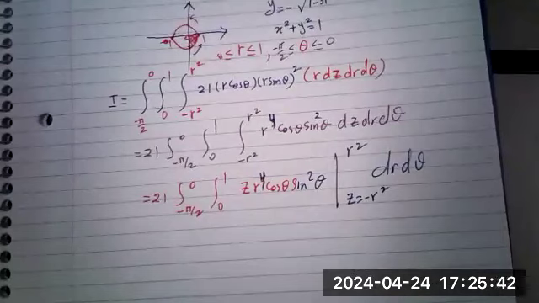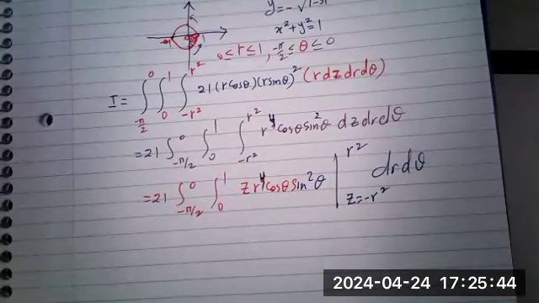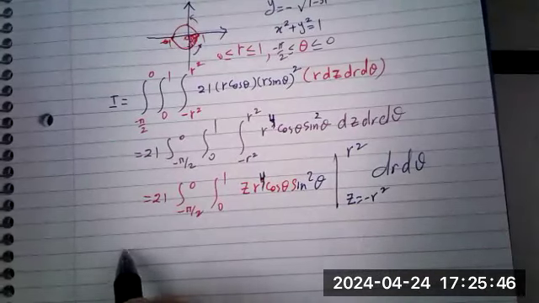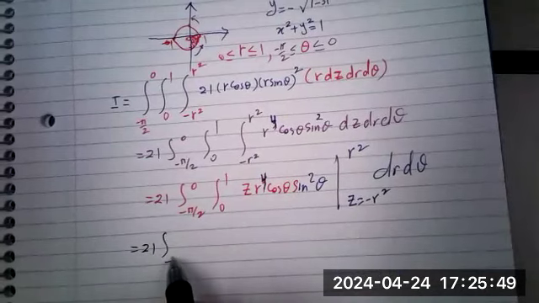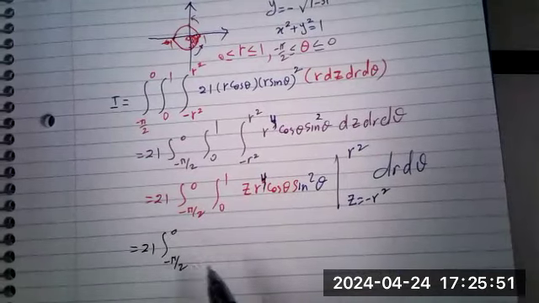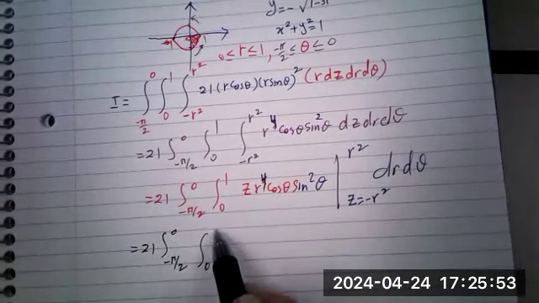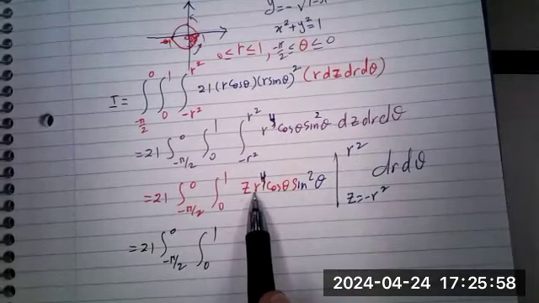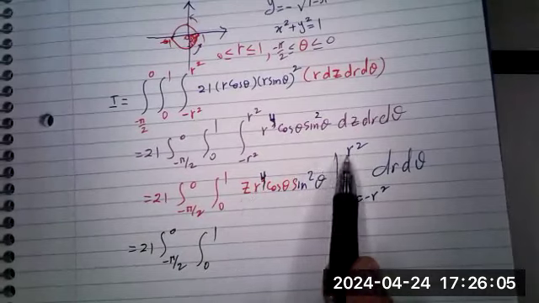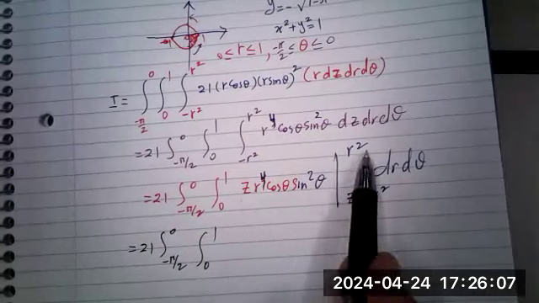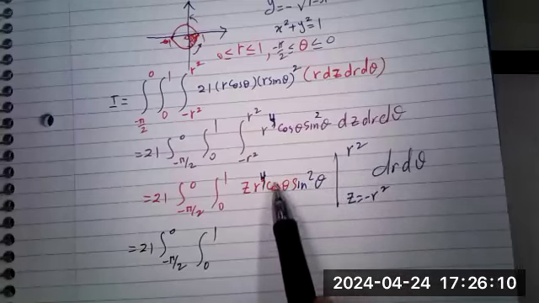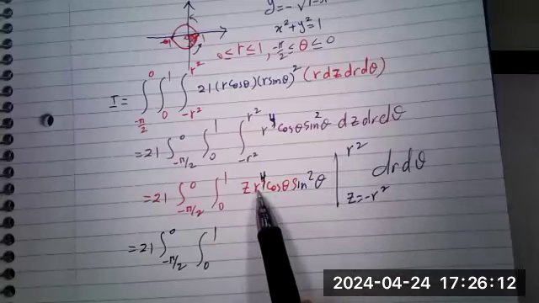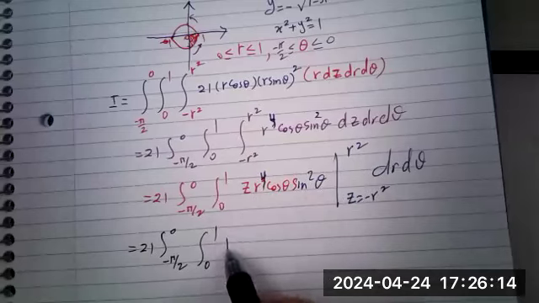Okay, you substitute for the z, which gives you more r here. So that gives you 2 times the integral from negative pi half to 0, 0 to 1. Now you substitute for z, that gives you r squared, r to the 4th. That makes this one r to the 6th. We have r squared times r to the 4th, that gives r to the 6th.